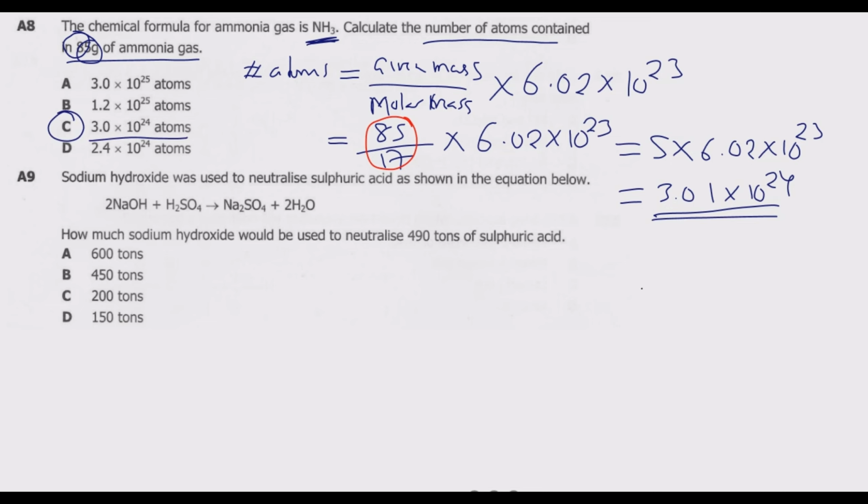Question 9. Sodium hydroxide was used to neutralize sulfuric acid as shown in the equation below.